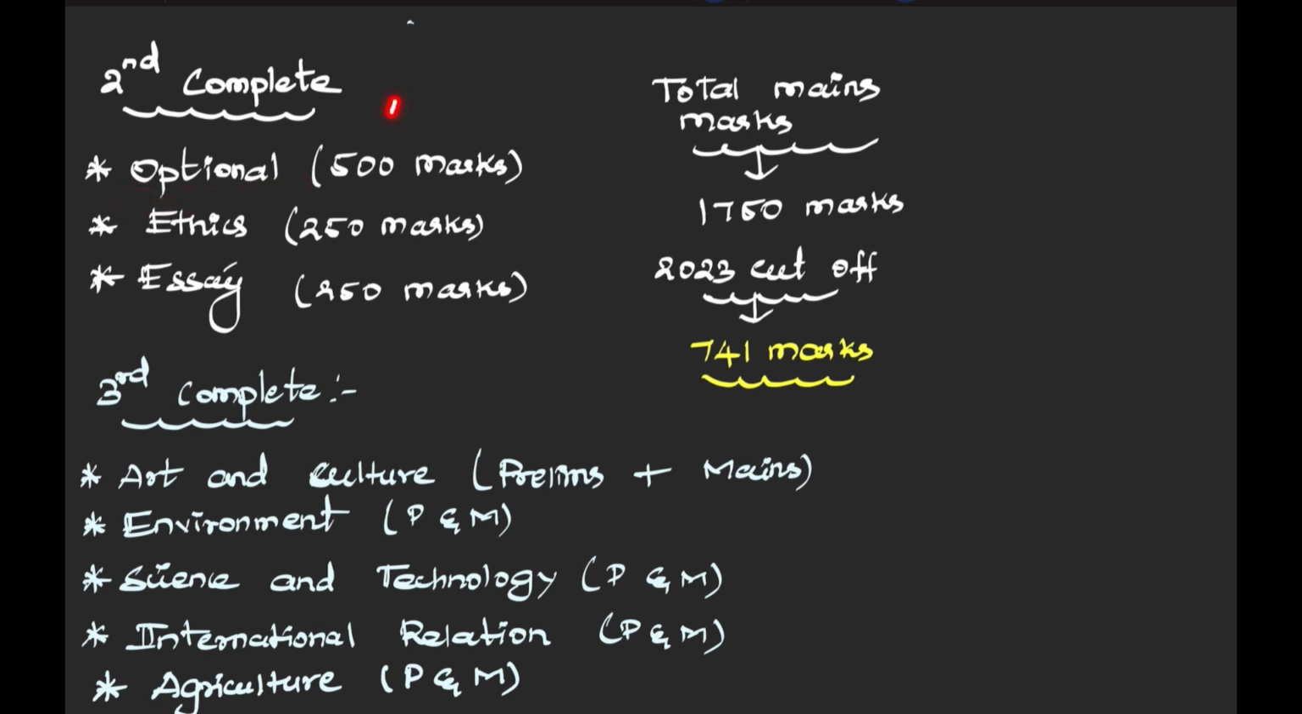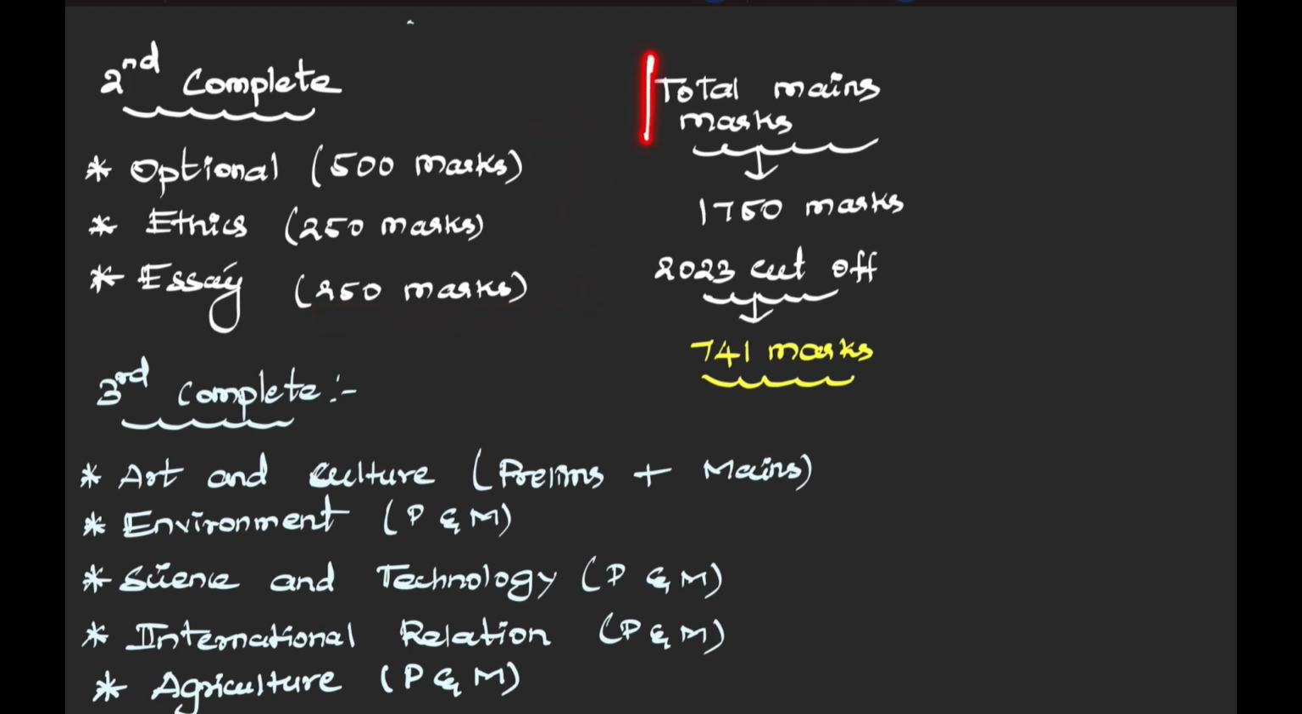Optional has two papers, so totally 500 marks. Each paper 250 marks, right? Then go for ethics, GS 4, 250 marks. Then go for essay, 250 marks. Completely complete these three papers.